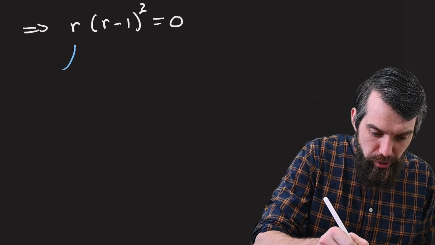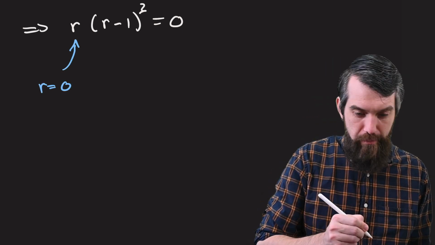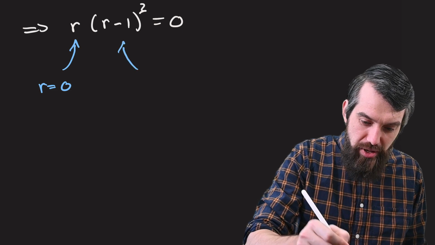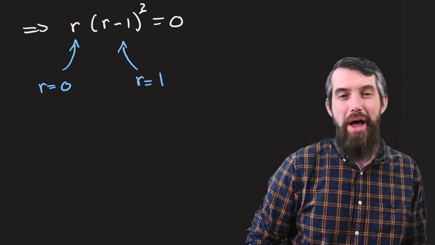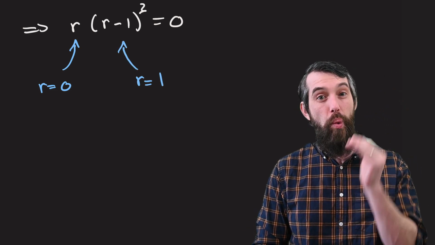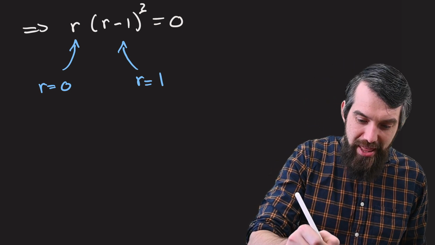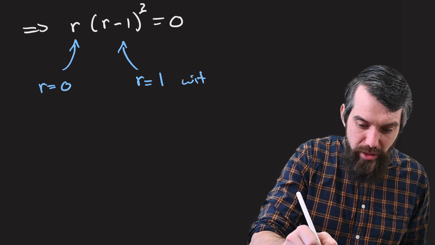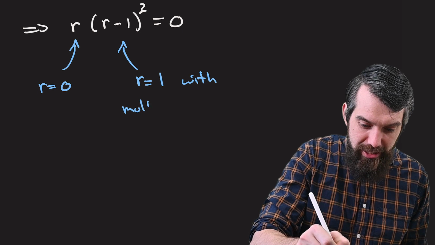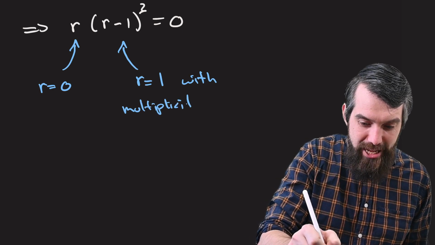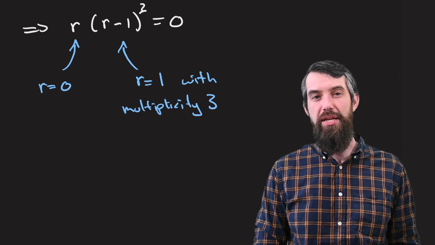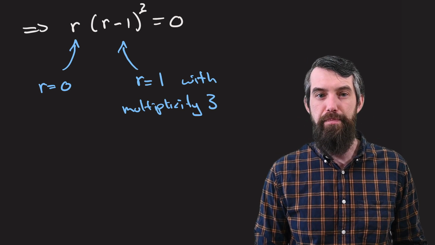I have one root here, which is r equal to 0. And I have a second root here, which is r equal to 1. But the problem is it's r equal to 1 cubed. And so the way I think about this is with what we call multiplicity or repetition. It's multiplicity 3, so it's repeated 3 times.